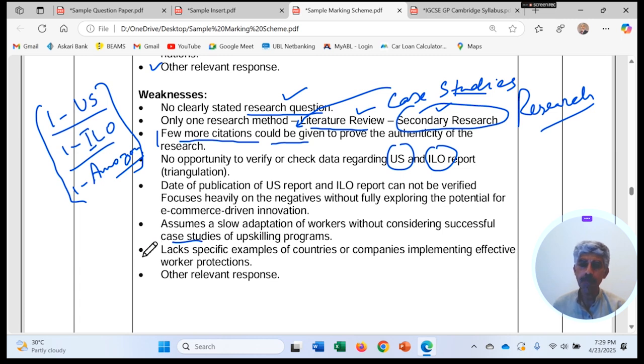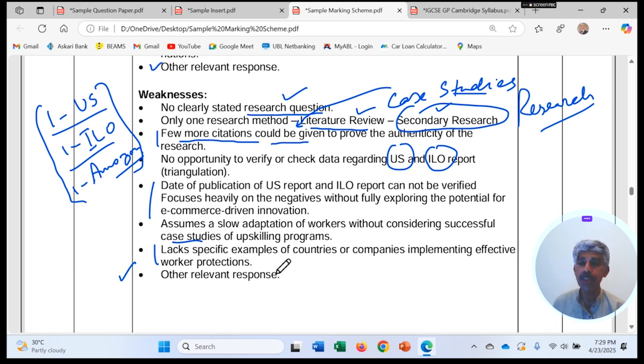Lacks specific examples of countries or companies implementing effective worker protection. So it means that what the countries have done, or what the companies have done, or what the global organizations have done to protect the rights of the workers because of e-commerce is not given. So it means that is a weakness. And for other relevant responses, if you have anything else in your mind, you can put it in over there.